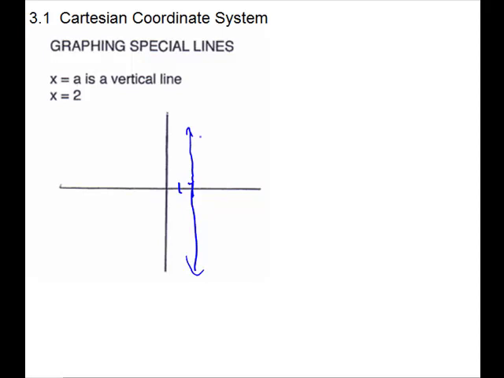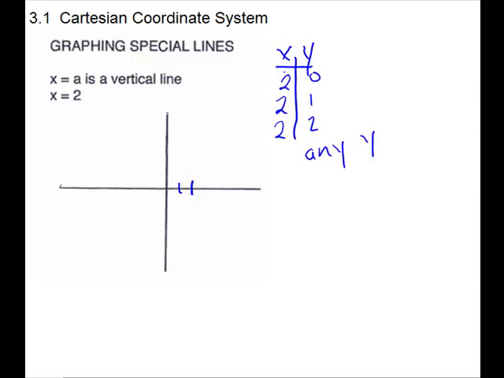I have a hard time remembering which of these is vertical and which is horizontal. And if that ever happens to you, just make a quick little chart. Your x has to be 2 for all your points. We'll do 3 points. Since there is no y in the equation, you can have any y, and you don't even have to do the math. So we'll just do 0, 1, 2, and then to graph (2, 0), (2, 1), and (2, 2), and as soon as you see a couple of them, it will remind you which direction the line goes.